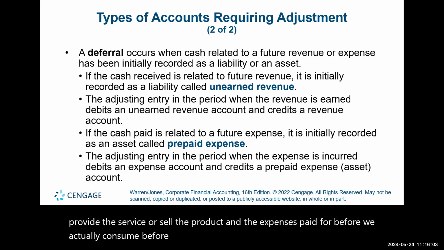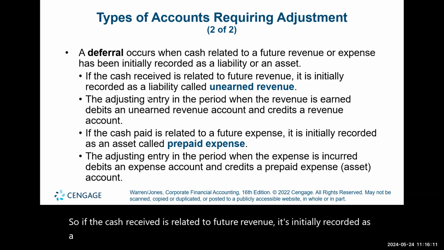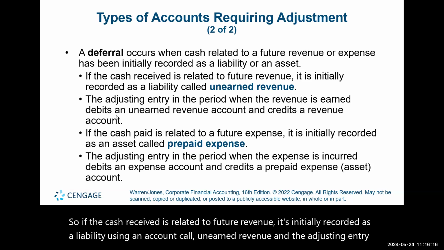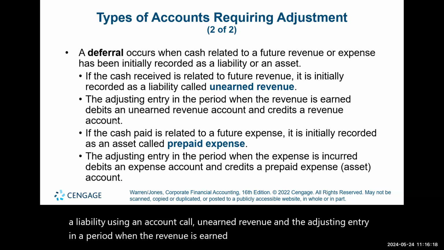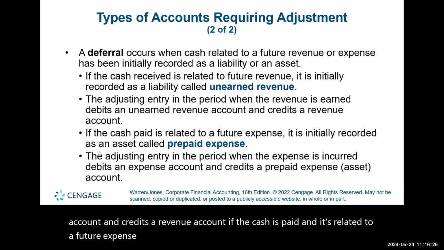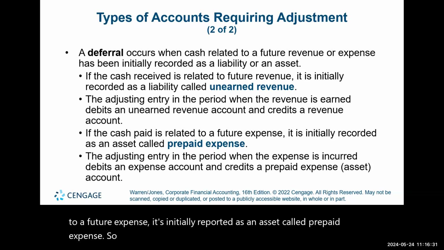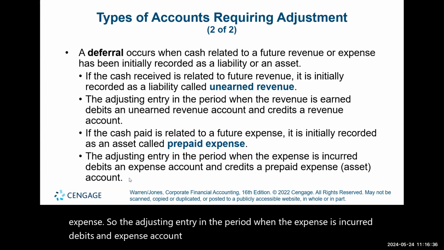So if the cash received is related to future revenue, it's initially recorded as a liability using an account called unearned revenue. And the adjusting entry in a period when the revenue is earned debits an unearned revenue account and credits a revenue account. If the cash is paid and it's related to a future expense, it's initially recorded as an asset called prepaid expense. So the adjusting entry in a period when the expense is incurred debits an expense account and credits a prepaid expense asset account.